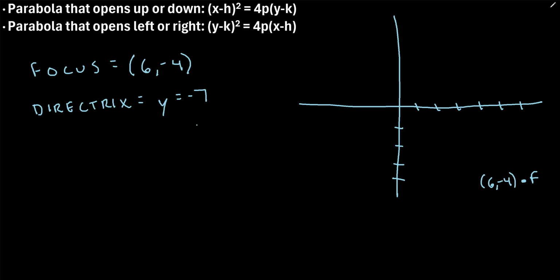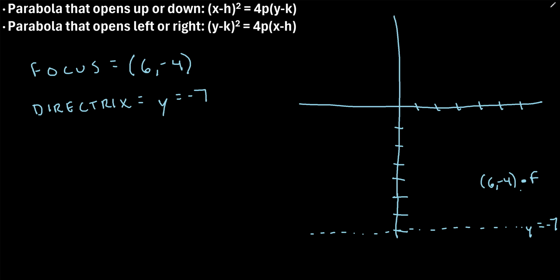Now we're told that the directrix is located at y is equal to -7. So if we come down here, 5, 6, 7, we'll extend our graph. So the directrix, remember, that's a line. It's not a point. So this line, we're told, is y is equal to -7.